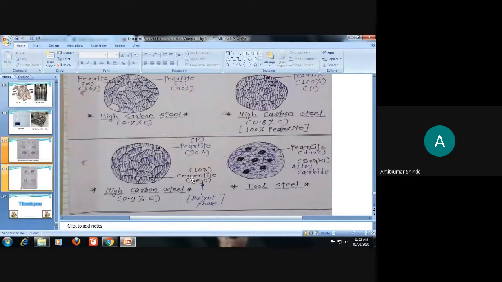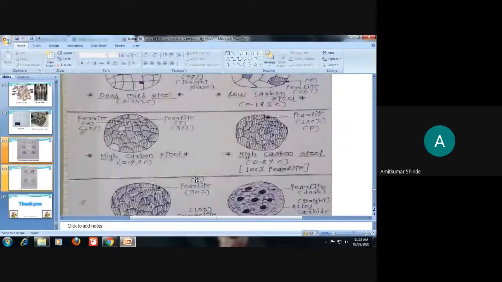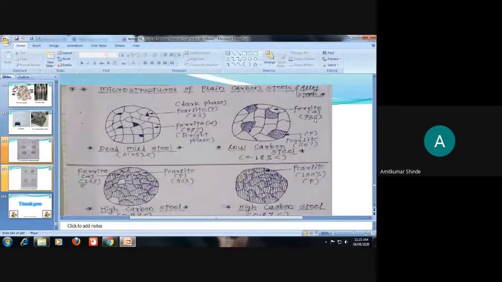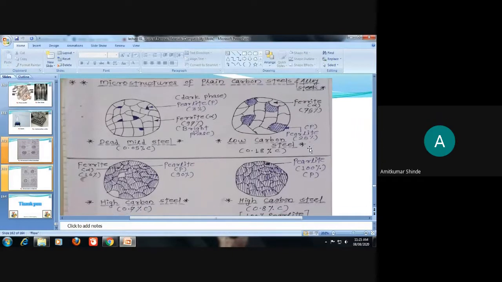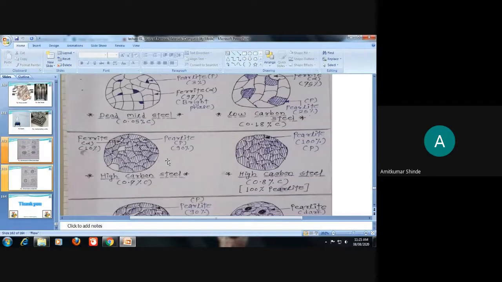For medium carbon steel, 50% ferrite bright phase and 50% perlite dark phase. When the carbon percentage is less, for low carbon steel, try to remember this structure only. If the carbon percentage is very less, just increase the amount of ferrite and decrease the amount of perlite. And when the carbon percentage is at the higher ranges, increase the perlite. And at 0.8% carbon, 100% perlite will be there. You have to remember this: 0.8% carbon, 100% perlite.